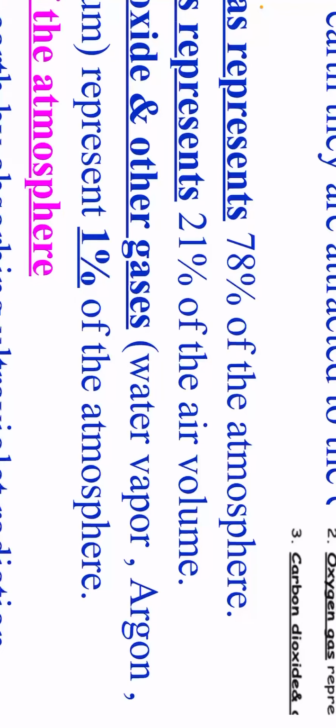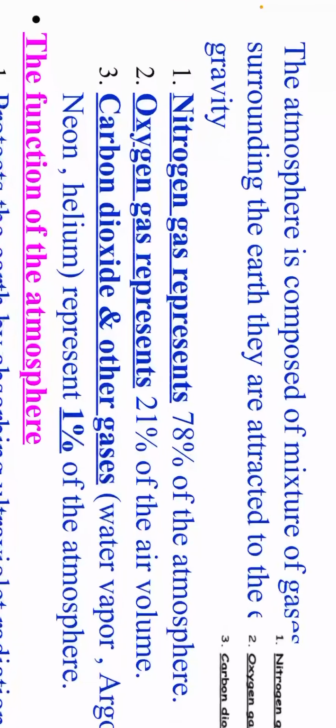So, firstly, you should know the definition of the atmosphere. The atmosphere is the layer that surrounds the Earth. It is the mixture of gases surrounding the Earth by the effect of gravity. It consists of nitrogen gas, which represents 78% of the atmosphere, oxygen gas, which represents 21% of the atmosphere or 1/5 of the air volume, and carbon dioxide and other gases such as water vapor, argon, neon, and helium, which represent 1% of the atmosphere.